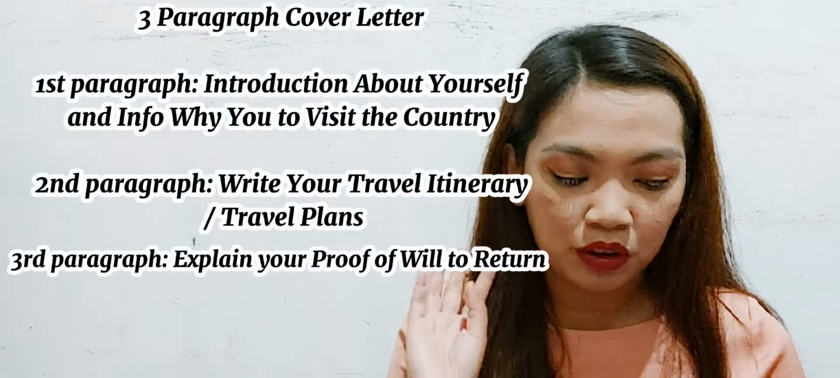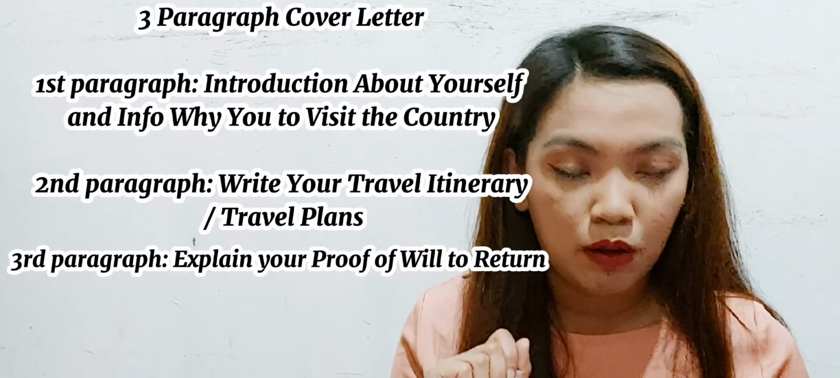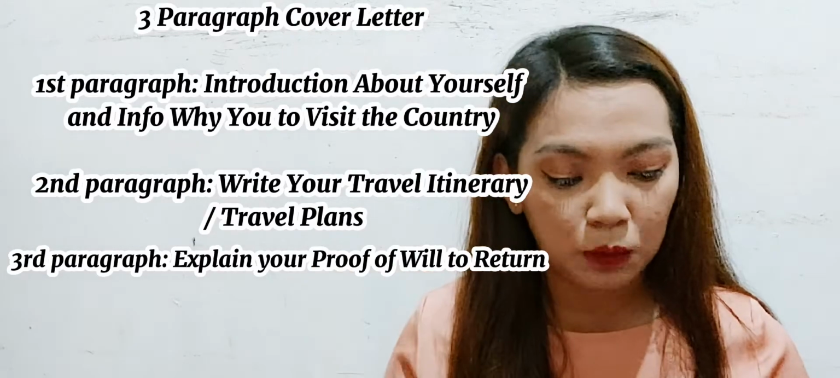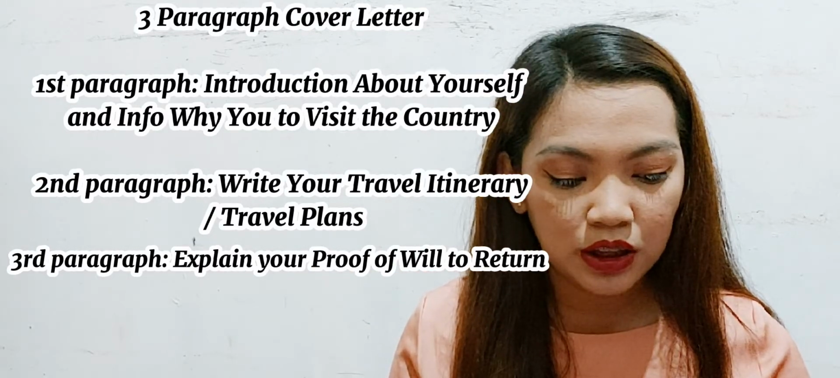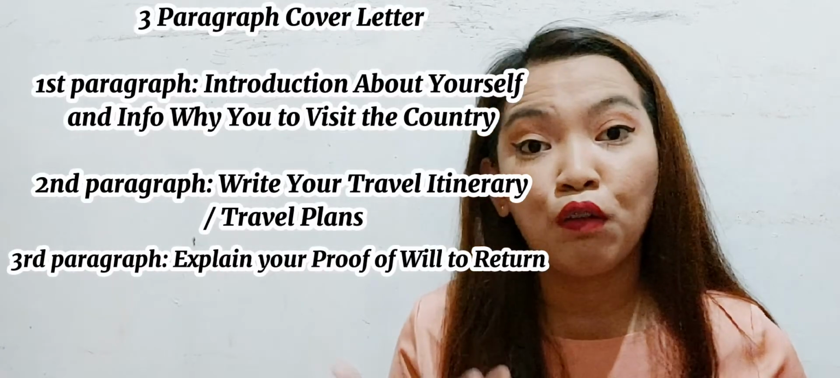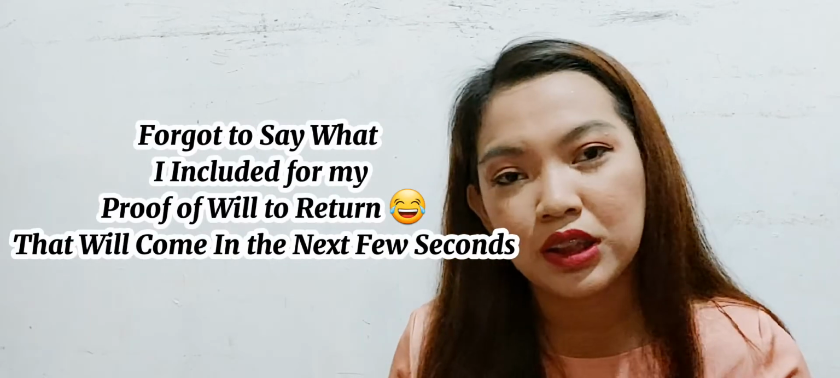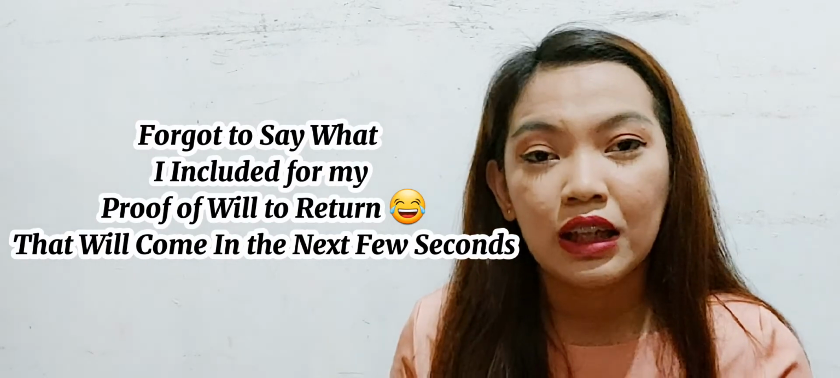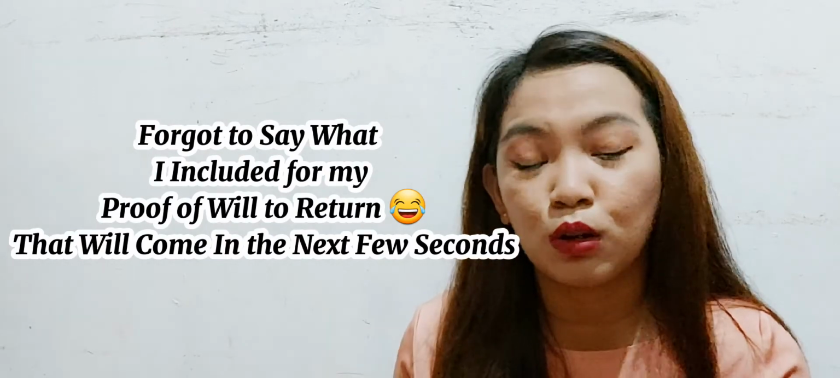And then for the third paragraph, that's where you just explain the documents for the proof of will to return. So basically, yun yung mga documents na magpapatunay na babalik ka pa sa Pilipinas, that you're not going to stay in the country that you're going to visit. Okay? And then the next document would be the travel itinerary.